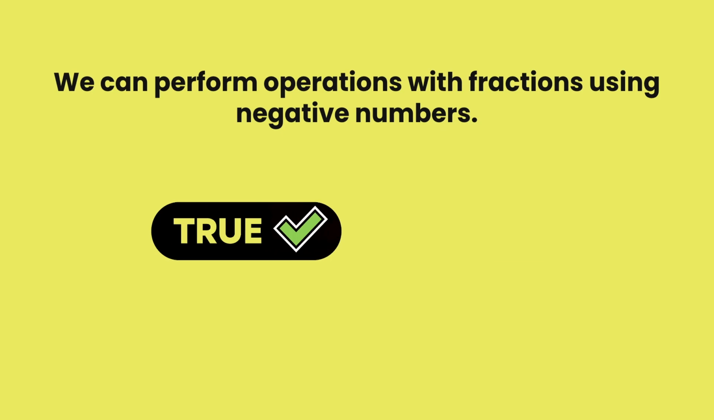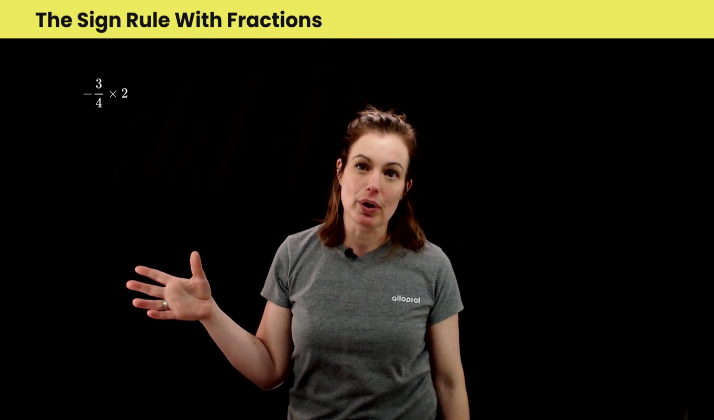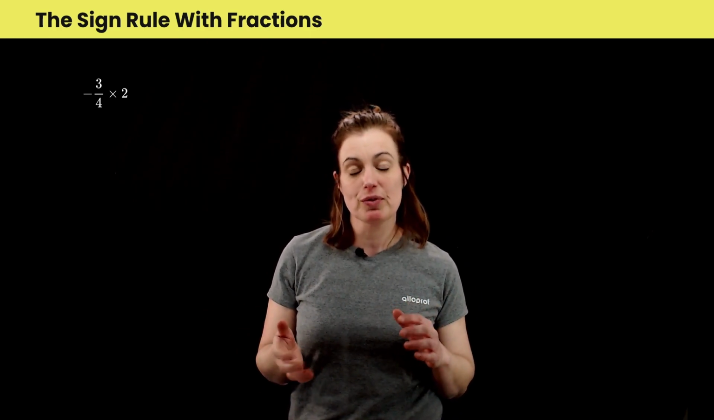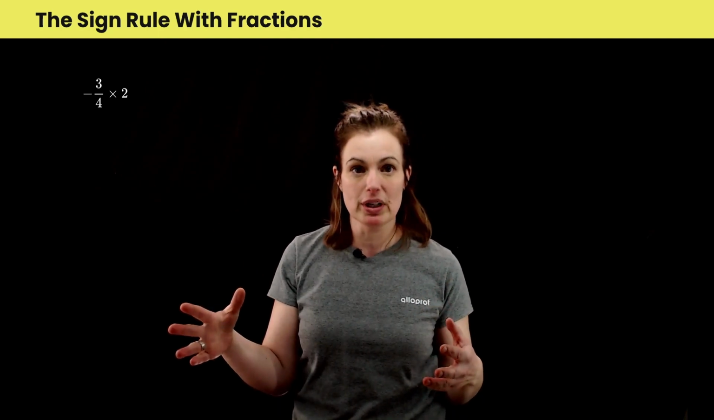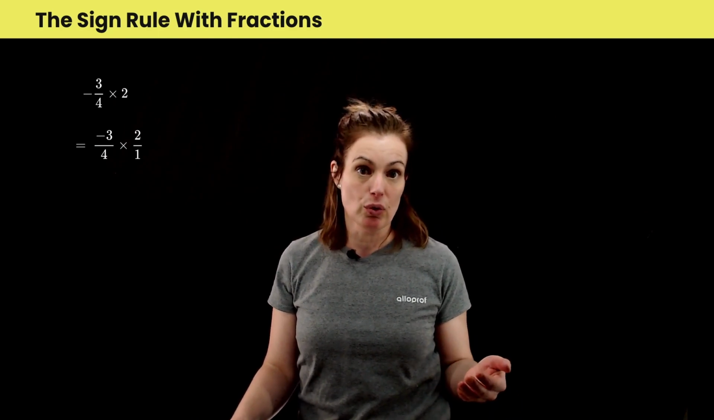The answer is true. So we're going to take a look at that by using this example here. We have -3/4 multiplied by 2. So we've used whole numbers and fractions before. So remember, just like when we were dividing, we're going to take that whole number 2 and put it into its fractional form, which means that we're going to be working with -3/4 and multiplying that by 2/1.